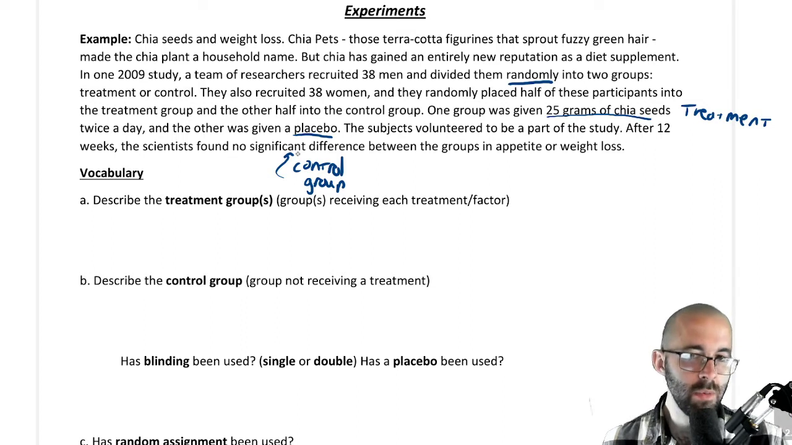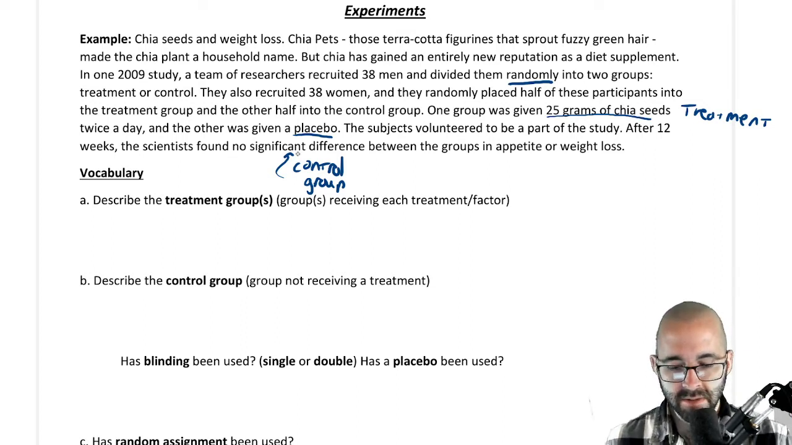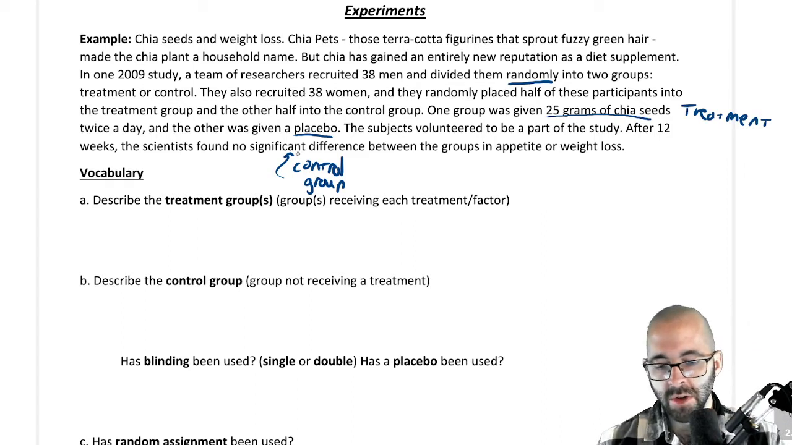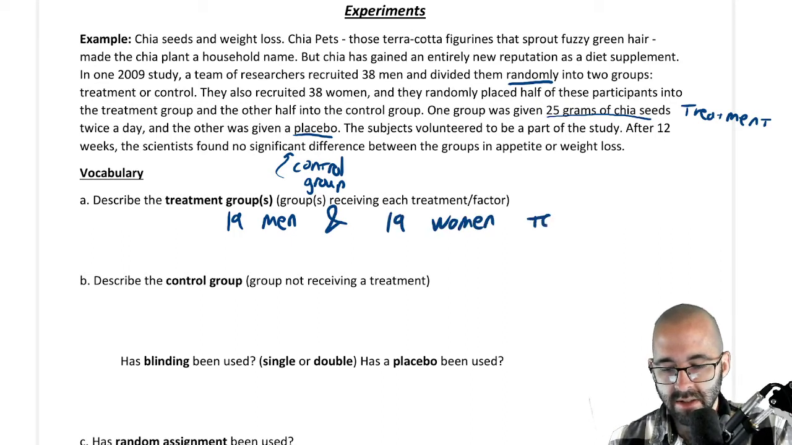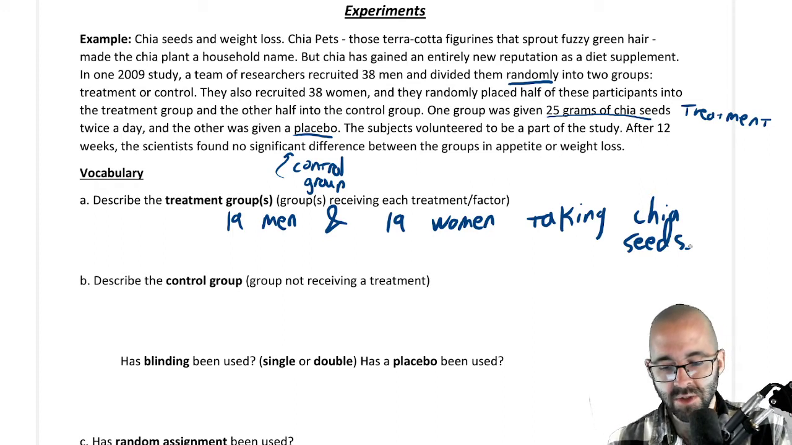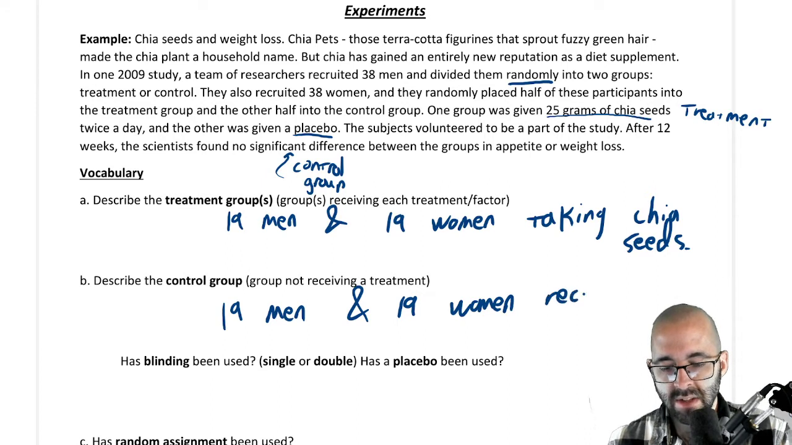So let's talk about the treatment groups first. The treatment groups are the people receiving the treatment, which we mentioned was the chia seeds. So that's going to be the 19 men and 19 women taking the chia seeds. The control group is the group that's not getting the treatment. It's the group getting the placebo. So again, it's going to be the 19 men and 19 women receiving the placebo.